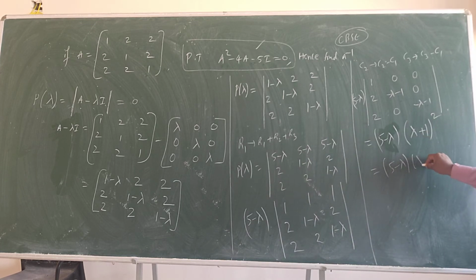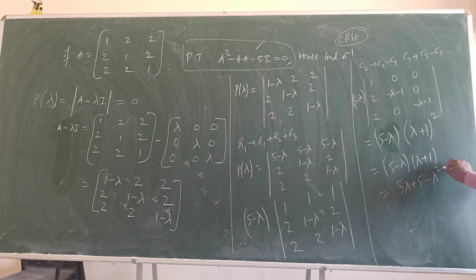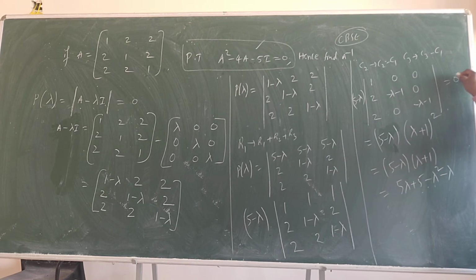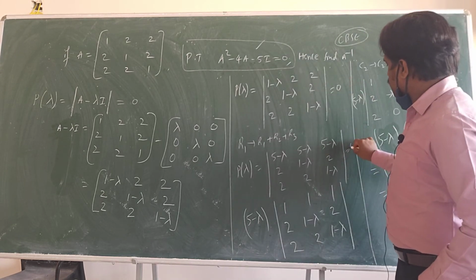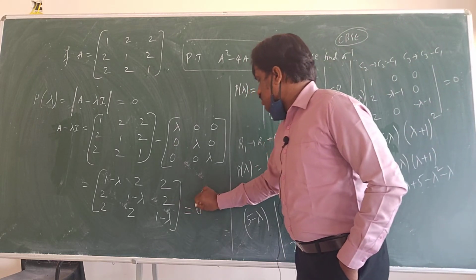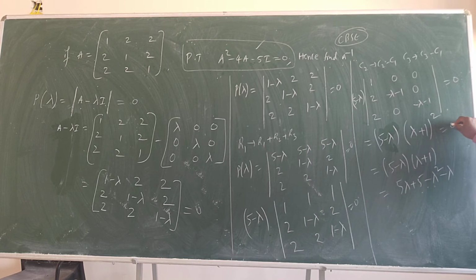So here you get lambda plus 1, I am taking. Square I am not taking because I don't have cube. Now I multiply this one. What do I get here? Tell me fast. 5 lambda plus 5 minus lambda square minus lambda is equal to 0. You have to make it 0, right? This is equal to 0.